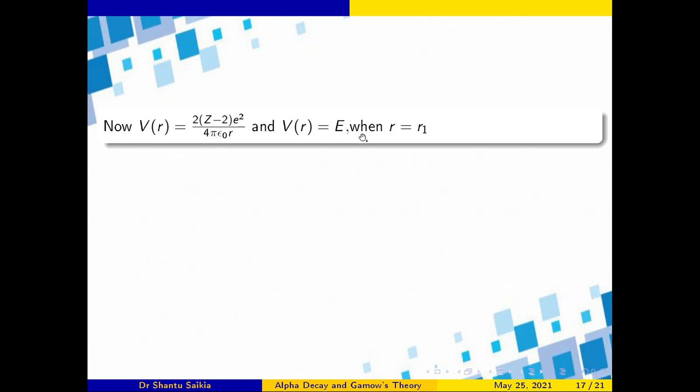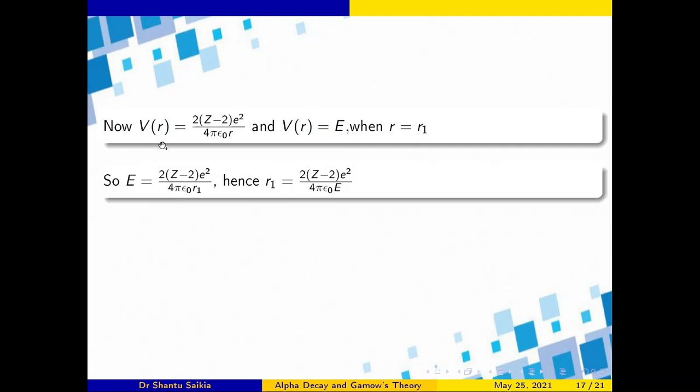And VR is equal to E when r is equal to r1. At the surface of the nucleus, we said VR is equal to E. So at r is equal to r1, which determines the surface of the nucleus, VR is equal to E. So putting that, replacing r by r1, VR is equal to E, so we get an expression for r1 in terms of E.